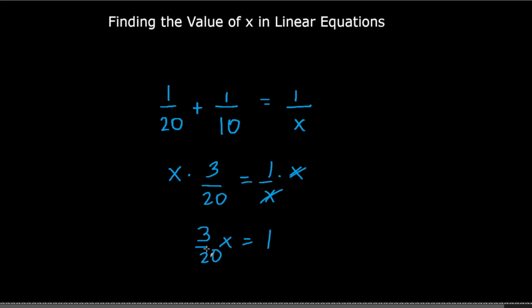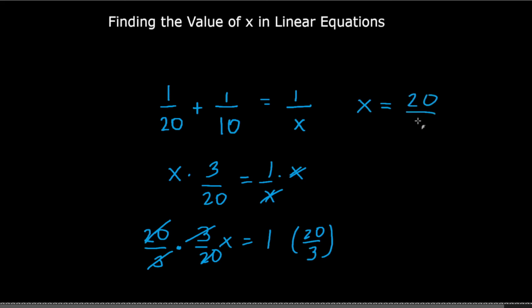para mahanap natin yung value ng x. So, para matanggal 'to, i-multiply lang natin 'to sa reciprocal niya para mag-equal sa 1. So, 20 over 3. Ito yung reciprocal nito. And then, since nag-multiply tayo ng 20 over 3, dapat meron din dito. Okay, so, rewrite natin. Ang natira sa left side is just x na lang kasi 1 na lang din yung ano. And then, 1 times 20 over 3 is just equal to 20 over 3. And actually, ito na yung sagot.